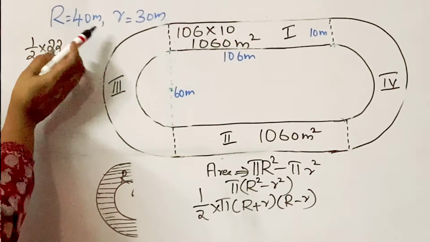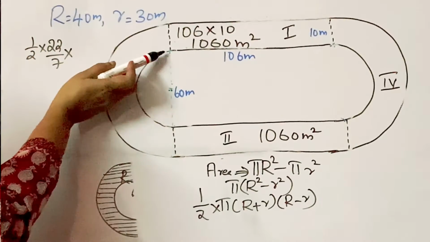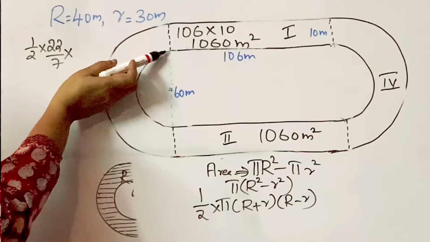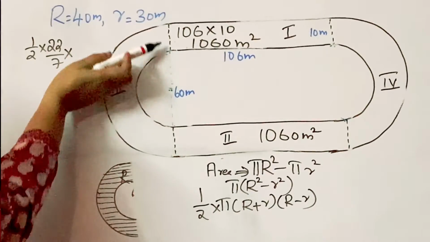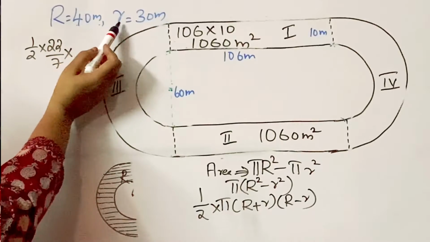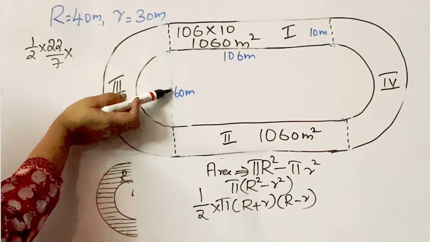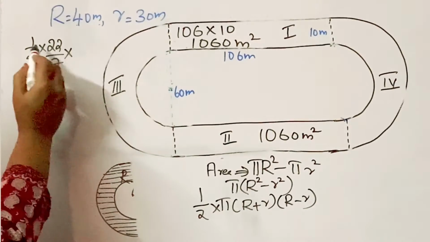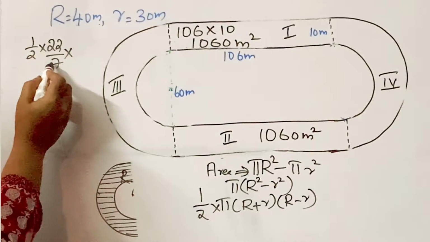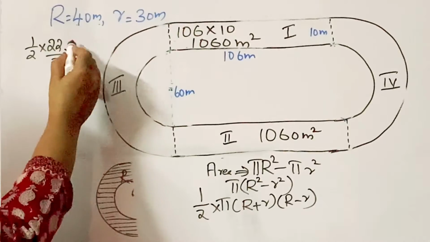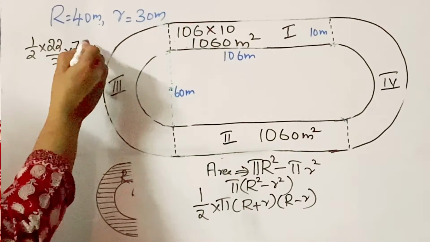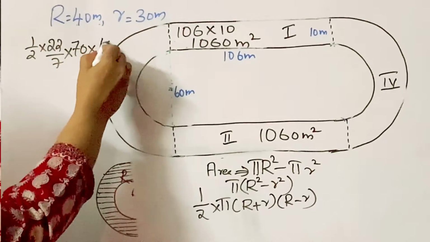What is capital R here? From here to here, the measure is 30 meters and the width is 10 meters. So, capital R is 40 meters and small r is 30 meters. Then half into pi into R plus r, that is 40 plus 30, 70, into 40 minus 30, that is 10.